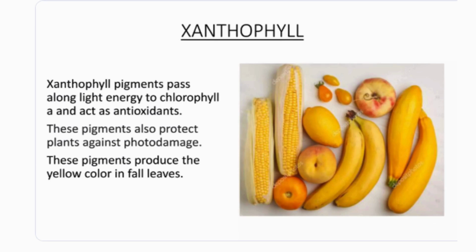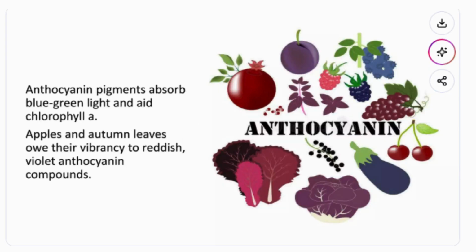What are xanthophylls? Xanthophyll pigments pass along light energy to chlorophyll A and act as antioxidants. These pigments also protect the plant against photodamage, and they produce the yellow color in fall leaves. Anthocyanin pigments absorb the blue-green light and aid chlorophyll A. Apples and autumn leaves owe their vibrancy to reddish-violet anthocyanin compounds.